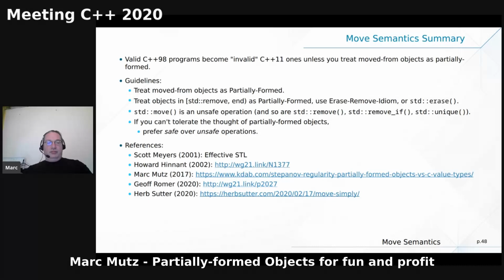std::move is an unsafe operation, and so are std::remove_if and std::unique. And if you have paid attention, you might have seen that we have now found a safe variant for every unsafe function except std::unique. So anyone who wants to propose std::erase_unique, it's still missing. If you can't tolerate the thought of partially formed objects, prefer safe over unsafe functions. And some references.